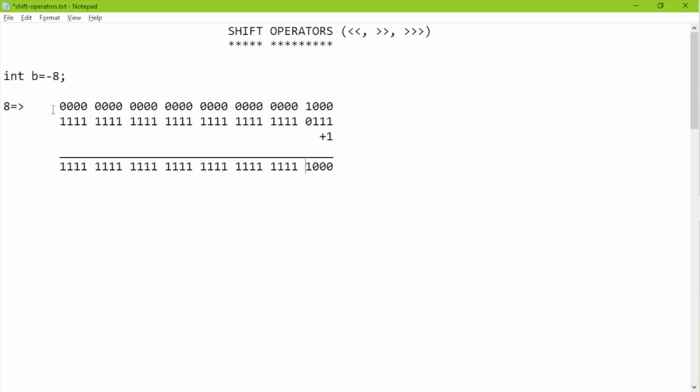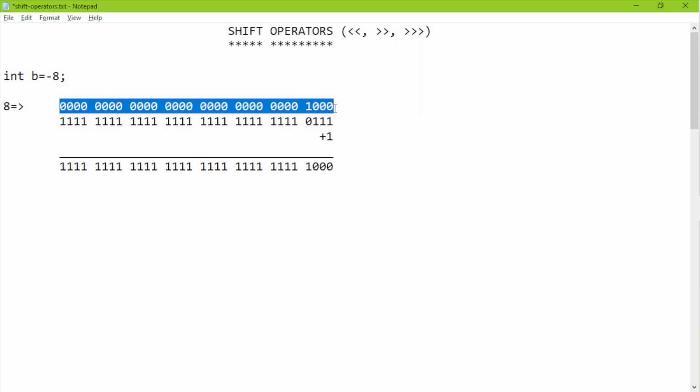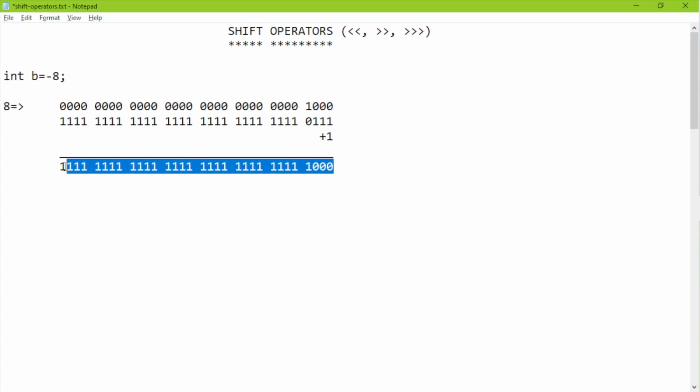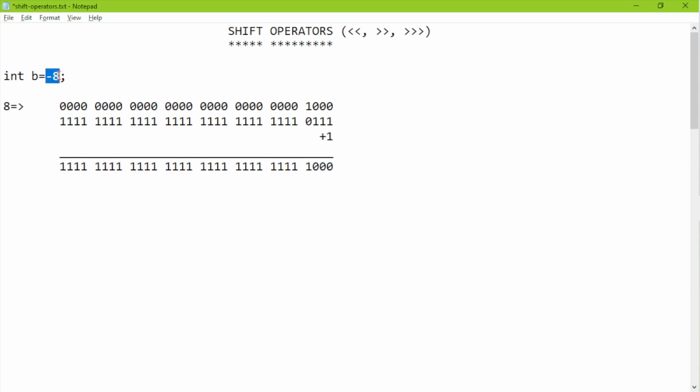What we have done is we have the binary value for the number 8. We are taking the inverse of this digit. Next we have to add +1. So 1 plus 1 is 0, the remainder is 1, so I have to add that one with the next bit. 1 plus 1 is 0, again 1; 1 plus 1 is 0, again 1; 1 plus 0 is 1. Next the rest of the bits will come as it is. This is the binary representation of the number -8.